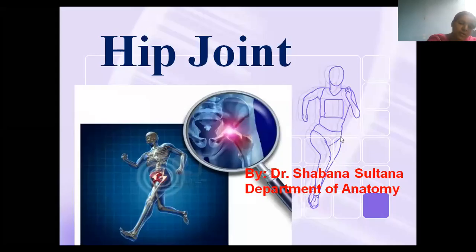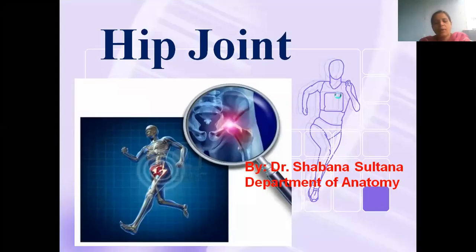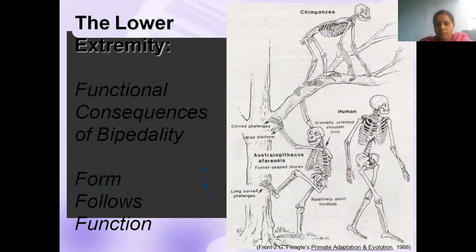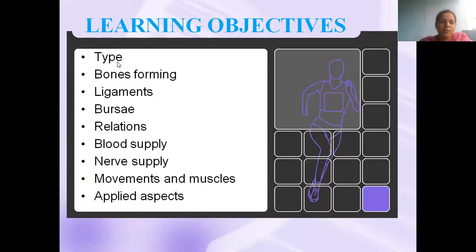The first is the hip joint. So what is the type? The headings usually will be, the question will be framed based on the applied aspects. The basic thing we see with the hip joint will be the dislocation of the hip joint, and we usually find in road traffic accidents that the hip joint will be dislocated. So many clues and hints will be given to help you out.